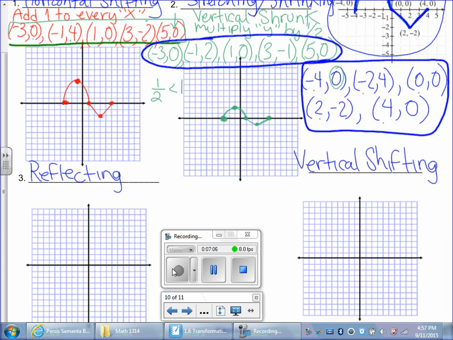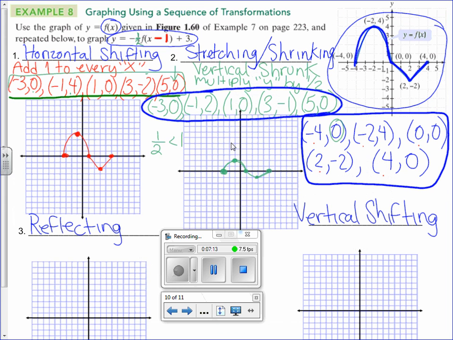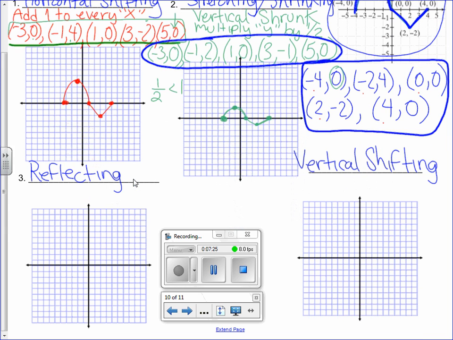Okay, so for reflecting, let's go back and look at the original equation. And we know there is a reflection because we have a negative sign here. Now, that negative sign is outside the parentheses, so that tells me it's affecting the y. And what we're going to do is multiply. Well, first let's establish it is a reflection across the x-axis.